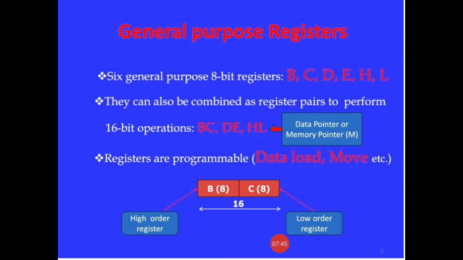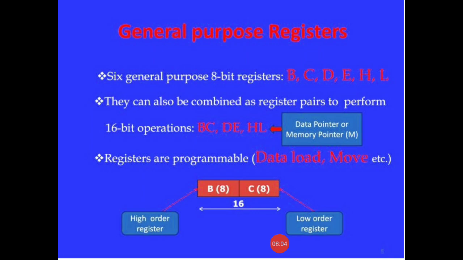So these general purpose registers B, C, D, E, H, and L are 8-bit registers, meaning they can store 8-bit data. Moreover, they can also store 16-bit data when they are working in pair.